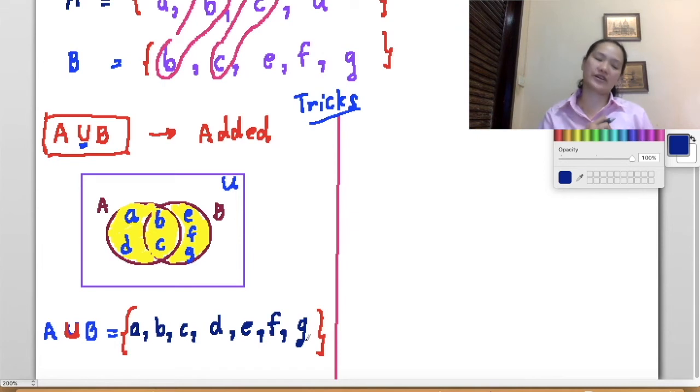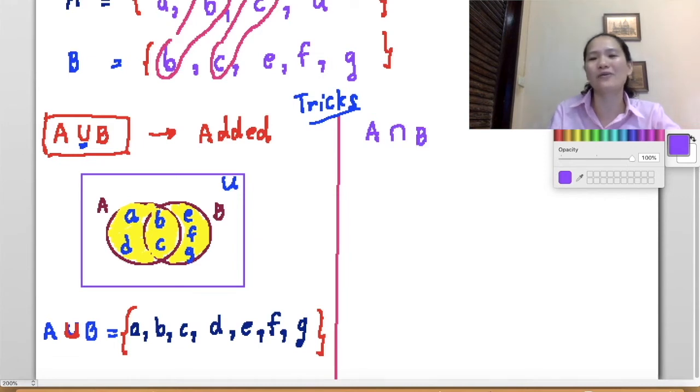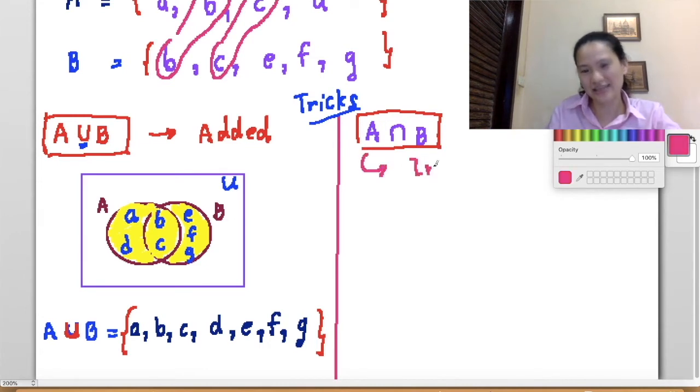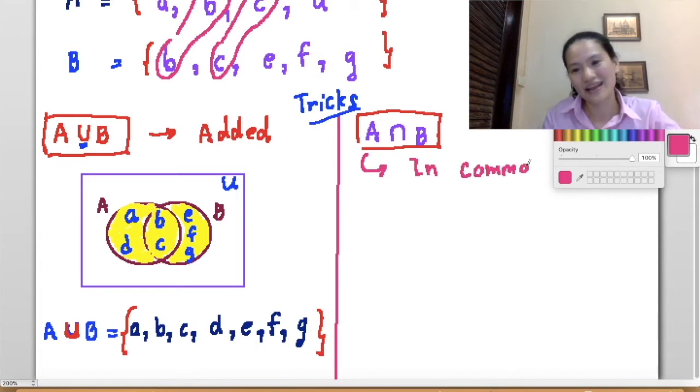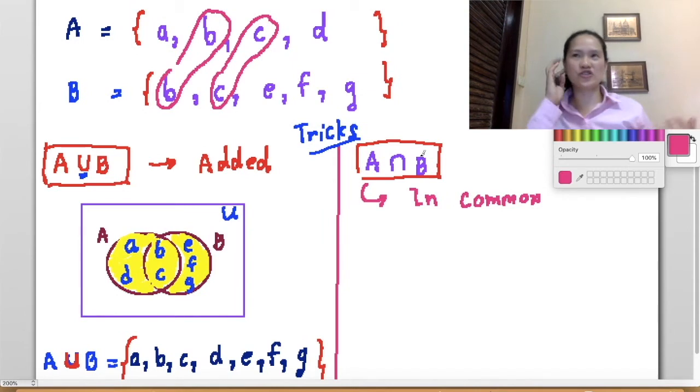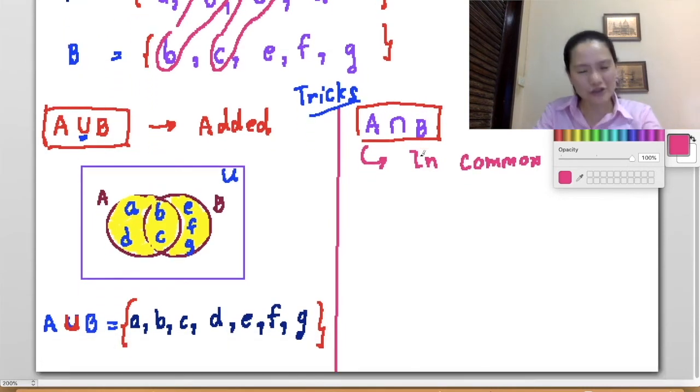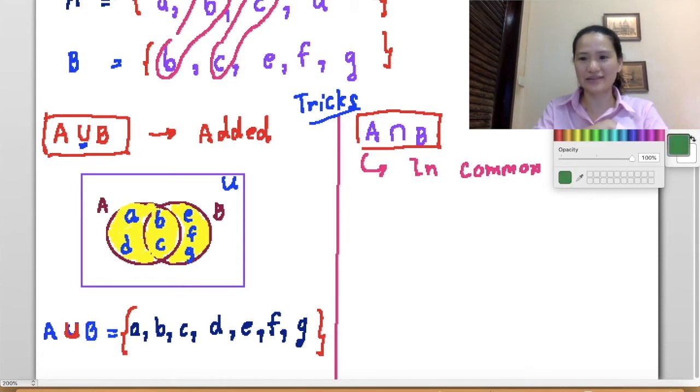Before we finish the first script, I want to show you. I want you to calculate them with me. A intersect B. We're going to find out about A intersect B. What is the concept, please? A intersect B means in common. In common means you just remember that they are the same. They are in common in set A and set B. But we're going to do the model as well. Let's draw the model together.